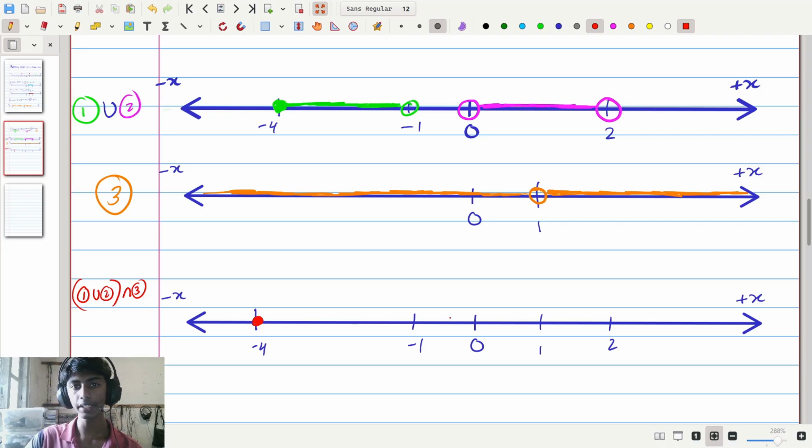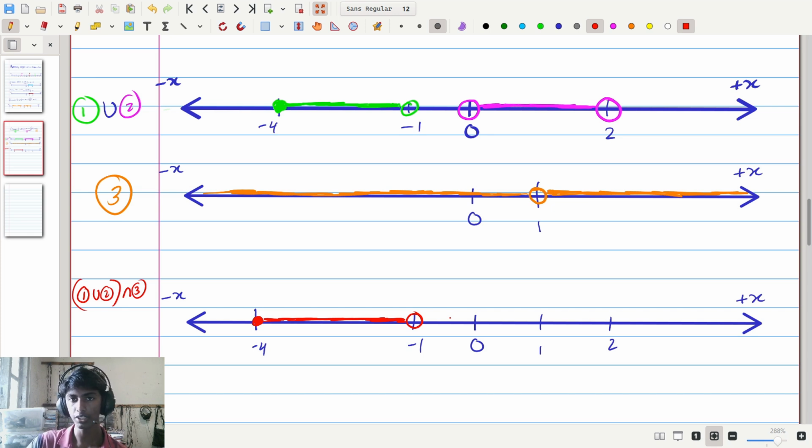Similarly, if we consider -1, it does not exist in 1 union 2, but it exists in equation 3. So therefore there needs to be a hole over here, and there needs to be shading between these two, because all the values in between -4 and -1 are included in both equation 1 union equation 2 and equation 3. How about the other one?